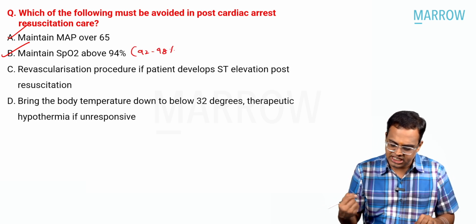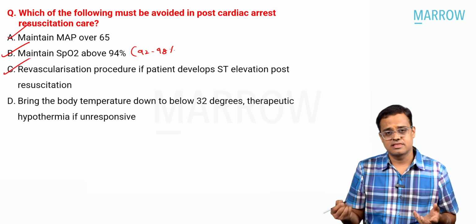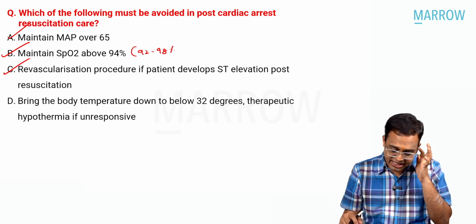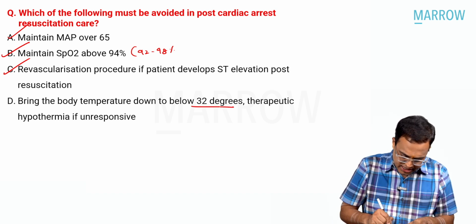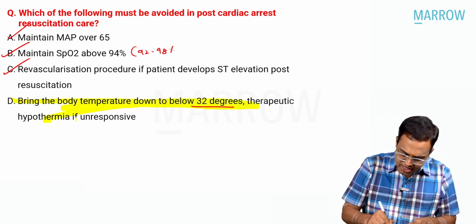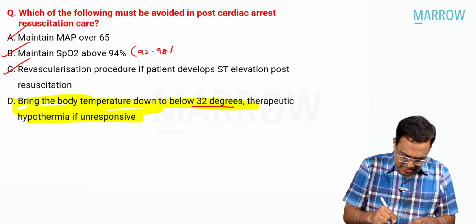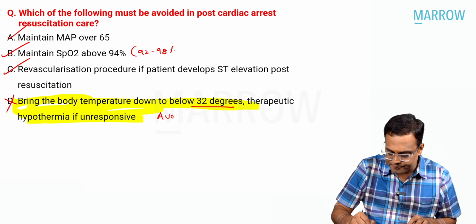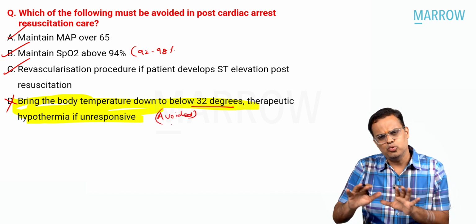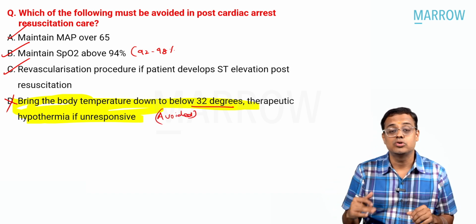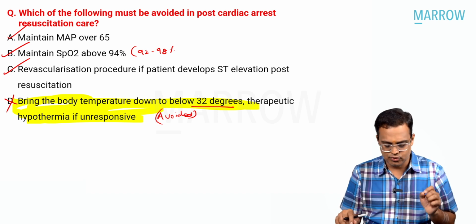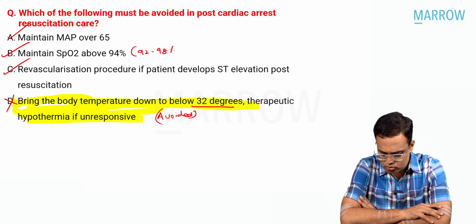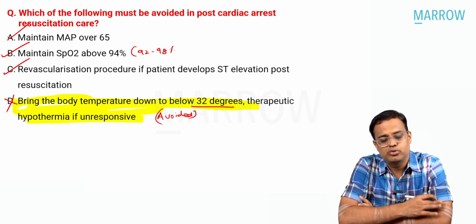Revascularization procedure if the patient develops ST elevation post resuscitation. Yes, if the heart is not pumping properly, you have to do cardiac intervention. Bring the body temperature below 32 degrees. Once I explain this, the answer is very clear in front of you. This is the false statement. This should be avoided. You have to maintain between 32 to 36 degrees centigrade. You should make sure the patient doesn't go into pyrexia. So what is the correct answer? Bring the body temperature below 32 if targeted therapeutic hypothermia if unresponsive.